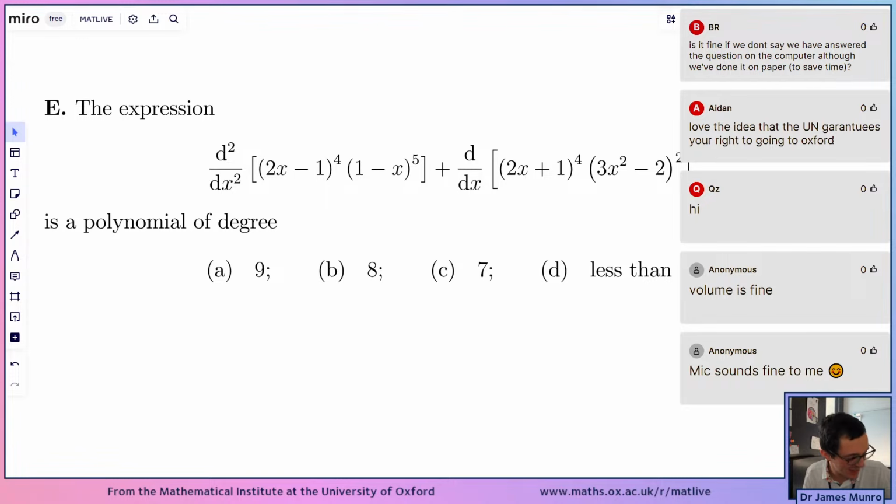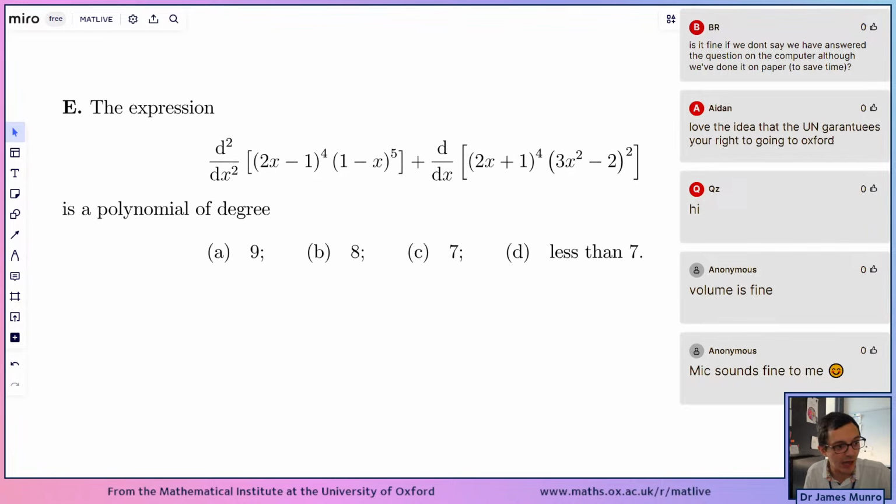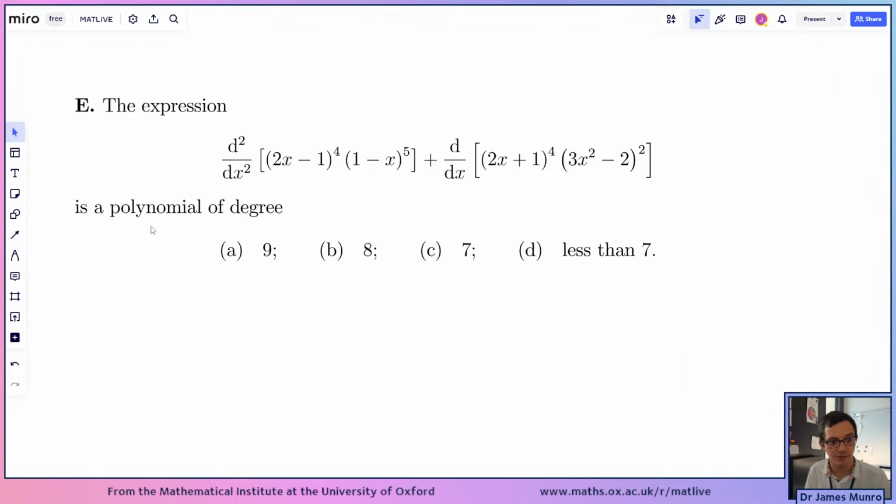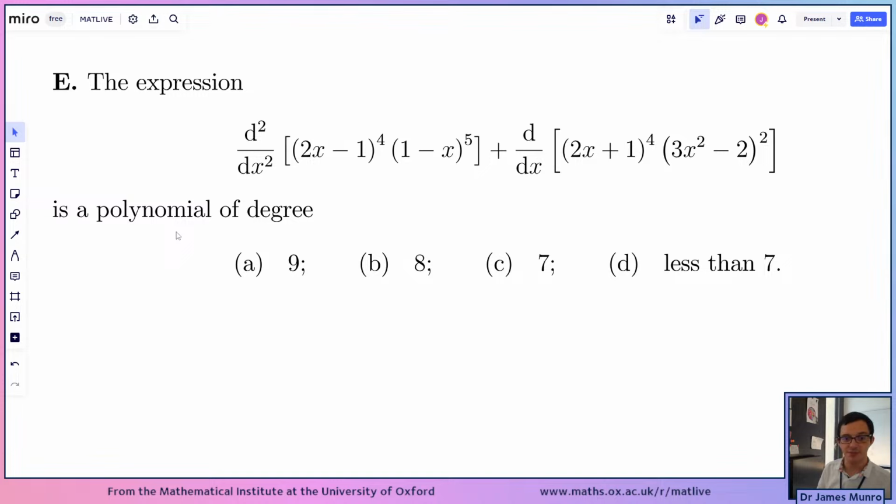Cool. Yeah, saving time. We're going to do this question that's on the screen. And I said I'd turn on a poll. Should I do that? There we go. You can vote for multiple things. It's which question should we attempt live? And just because it's taking up screen space and it's not doing very much at the moment, I'm going to get rid of it from the screen so that I can have a go at this question. So you don't need to vote for 1E unless you really want to.